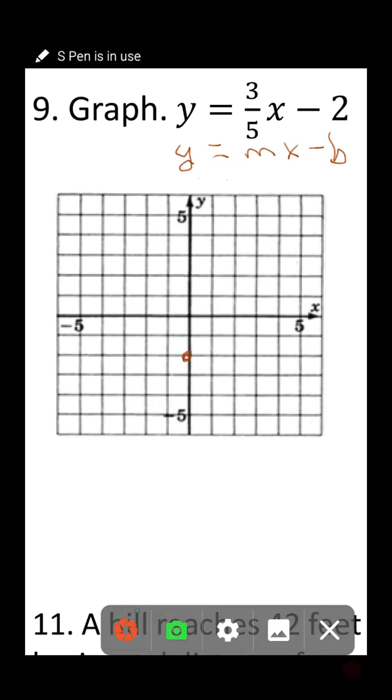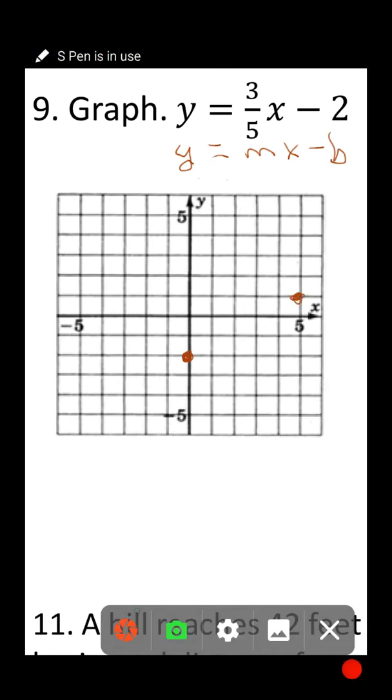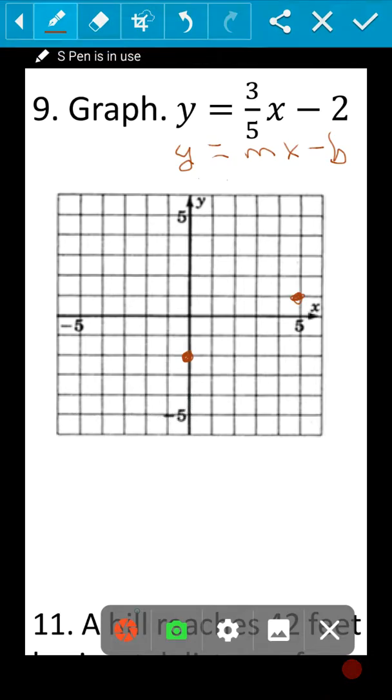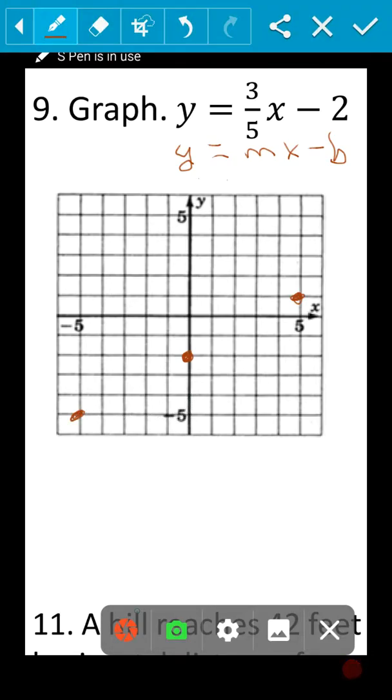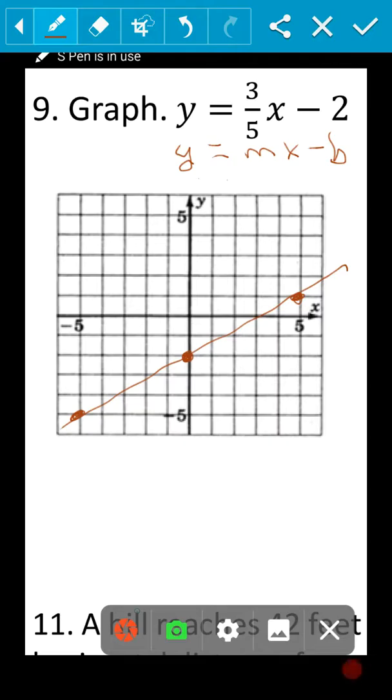We can go ahead and plot that -2, and we have a positive 3/5, rise over run, and that tells us where the next point is. And we can go negative in both directions, -3/5, and that gives us another point on the line. And then it's just a matter of drawing that line, and that is a pretty good freehand line. So that is all there is to that problem.